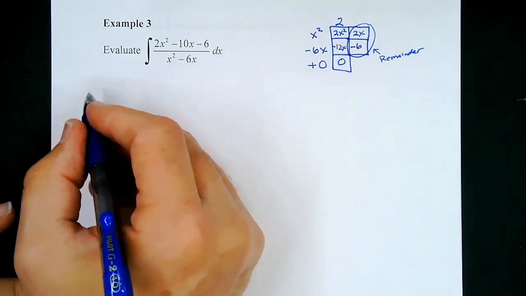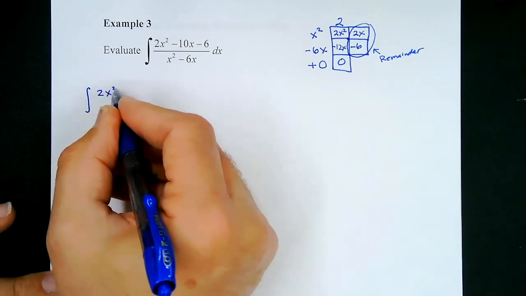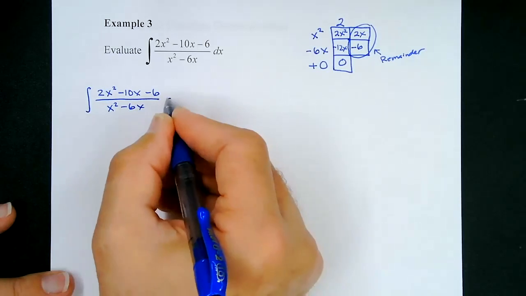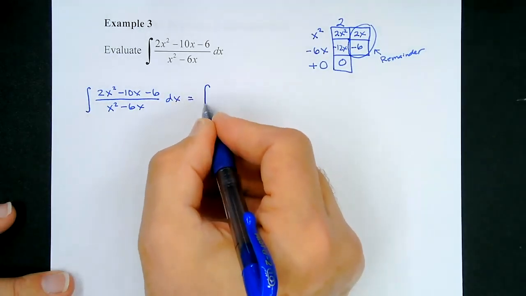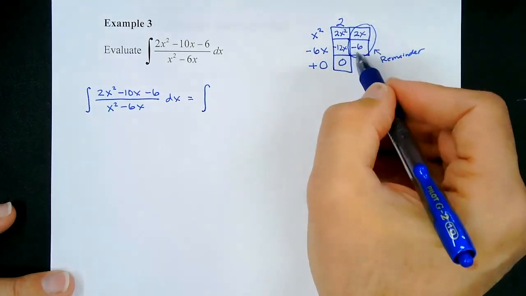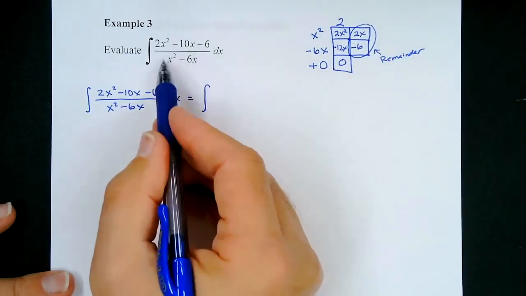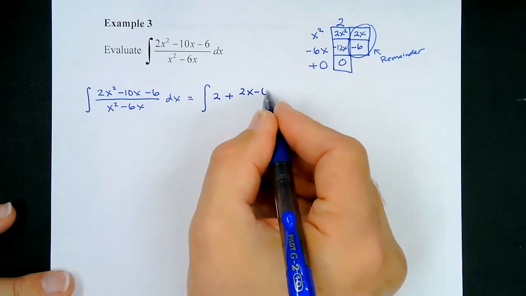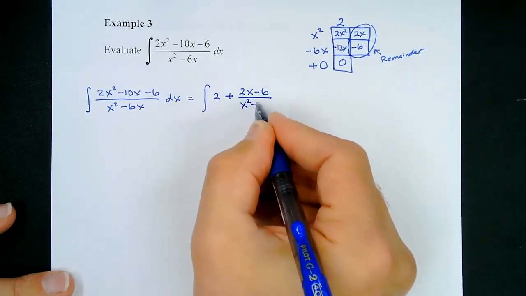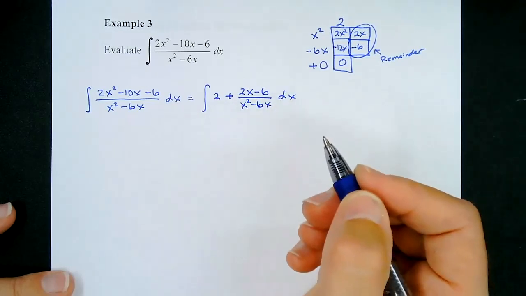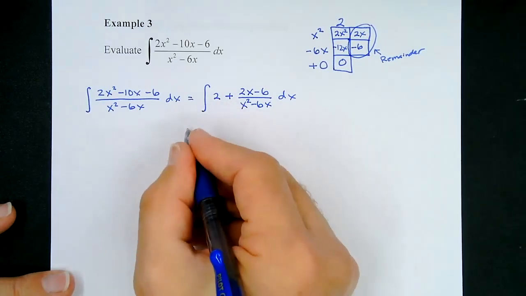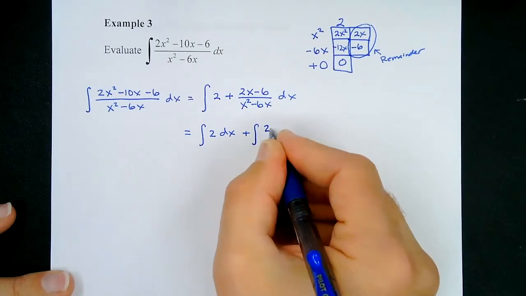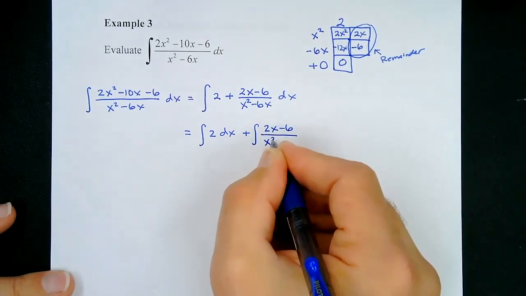So what this means is that the integral of 2x squared minus 10x minus 6 over x squared minus 6x dx can be rewritten as the integral of, and this is my quotient and this is my remainder. My remainder always goes over what I'm dividing by, in this case x squared minus 6x. So this is going to be 2 plus 2x minus 6 divided by x squared minus 6x, and then we need to write our dx. Because this is a sum, we can integrate each one individually. So this becomes the integral of 2 dx plus the integral of 2x minus 6 over x squared minus 6x dx.